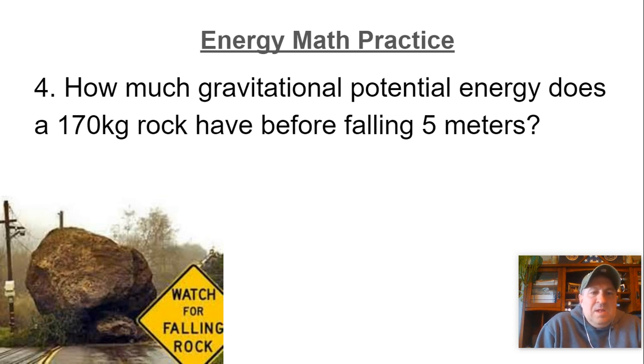Number 4. How much gravitational potential energy does a 170 kilogram rock have before falling 5 meters? So it tells you right in the word problem that this is a GPE problem. So make sure you use the correct formula, plug in your numbers, and solve for energy. Remember, our energy unit is joules. So you've got to have joules when you're talking about energy. Pause now and work out the problem before you go on to the next one.